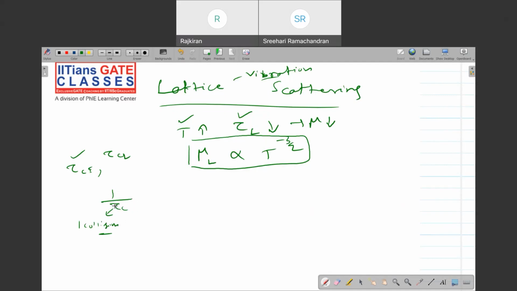I need tau C, the amount of time for one collision. For unit time, it will be one by tau C, the number of collisions. So one by tau C, the total number of collisions per unit time, will be equal to the number of collisions due to lattice scattering, one by tau C L, plus the number of collisions due to ionized impurity scattering. Right? So the total number of scattering is equal to the number of scattering due to impurity ionization scattering plus lattice scattering.